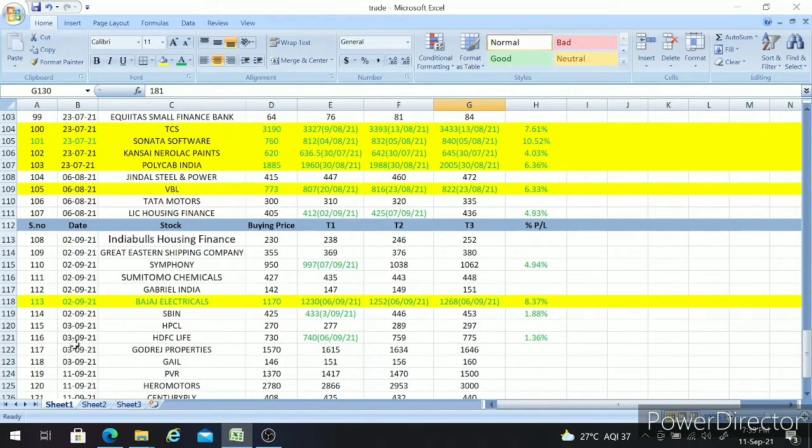HDFC Life: I gave the buy call on 3rd of this month at a buying price of 730, and it achieved the first target T1, that is 740, on 6th of this month itself, giving us a percentage return of 1.36.